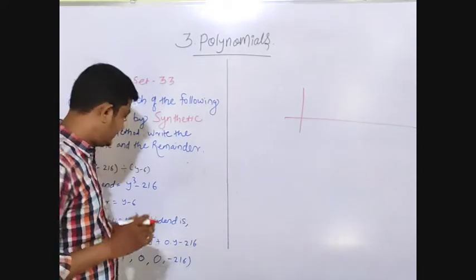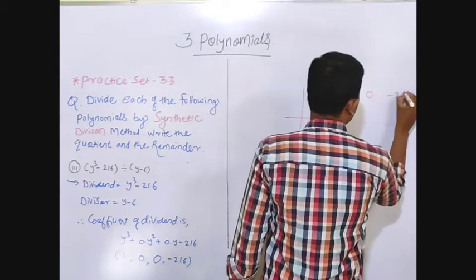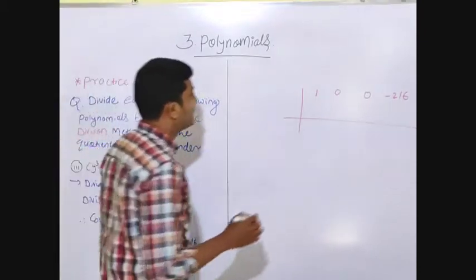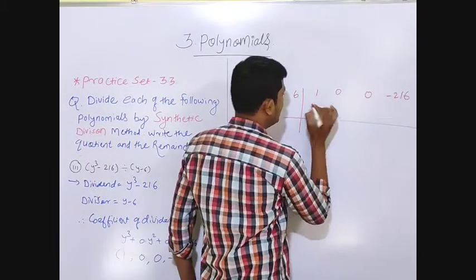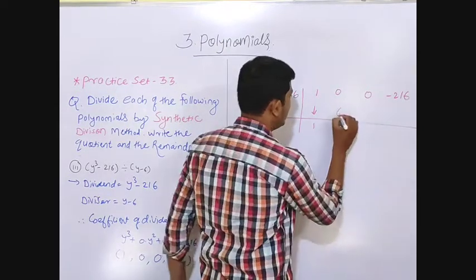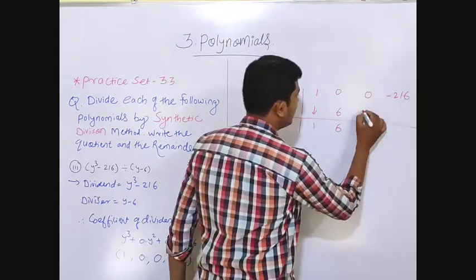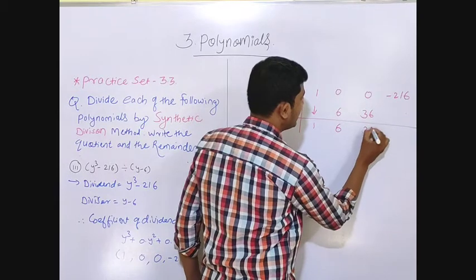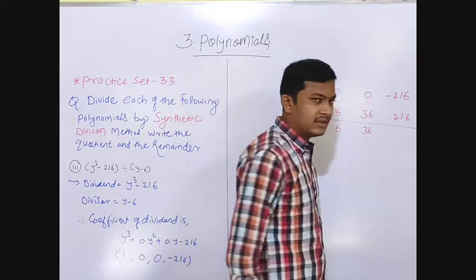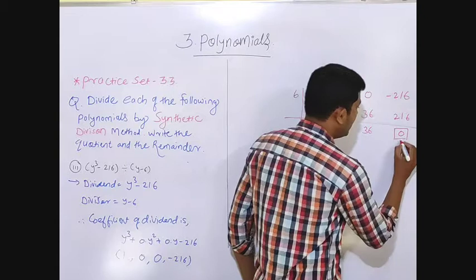Now let's do the division. The coefficients are 1, 0, 0, minus 216. The divisor is y minus 6, so the opposite of minus 6 is plus 6. Carry the division. Keep 1 as it is. 1 into 6 is 6. 0 plus 6 is 6. Now 6 into 6 is 36. 0 plus 36 is 36. 36 into 6 is 216. Minus 216 plus 216 is 0. So the remainder is simply 0.